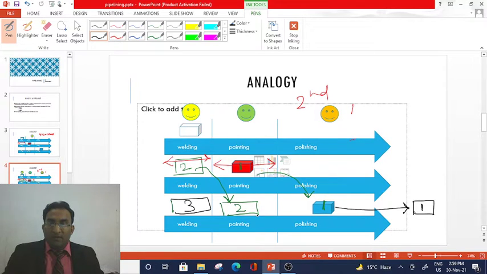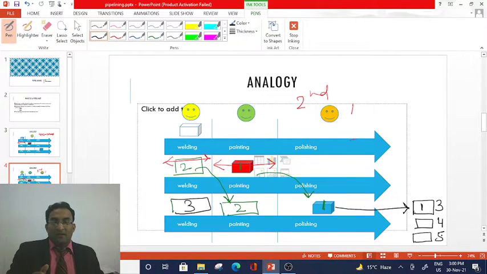Now for the second box, only the polishing operation remains. In the fourth hour, the second box, which is painted, will be shifted to polishing, and it will be completed in 4 hours. Similarly, the third box will be shifted to the painting shop, and from the painting shop to polishing. That means in the fifth hour, the third box will also be completed.